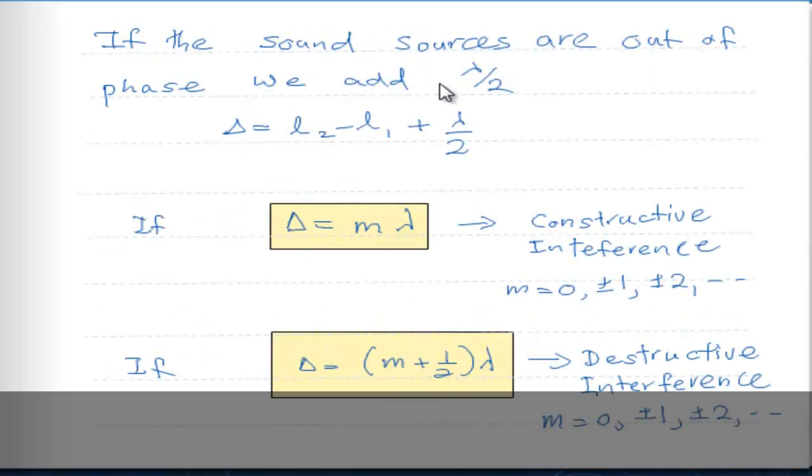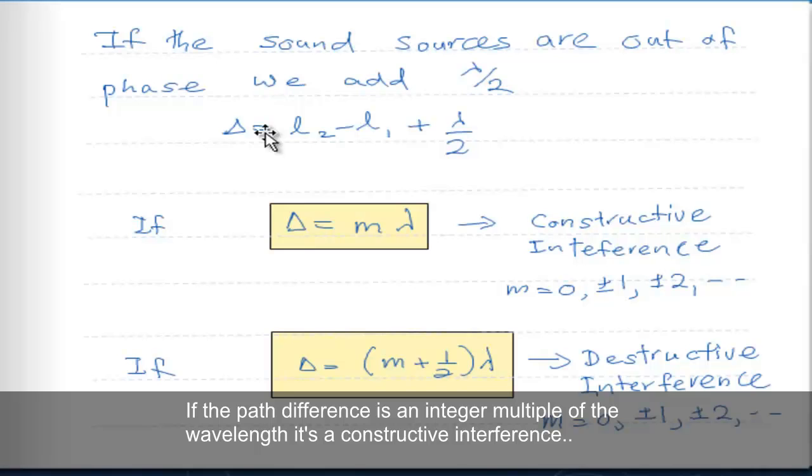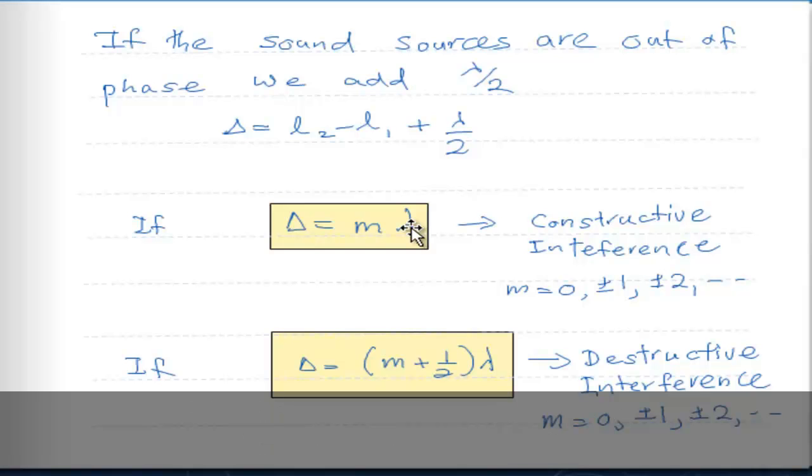But if the sound sources are out of phase, then the path difference is L2 minus L1 plus 1/2 of the wavelength. So the total path difference is L2 minus L1 plus lambda over 2. So the important condition is, if the path difference is an integer multiple of the wavelength, you receive the two waves at point P in phase. So when point P receives the two waves in phase, that creates a constructive interference.